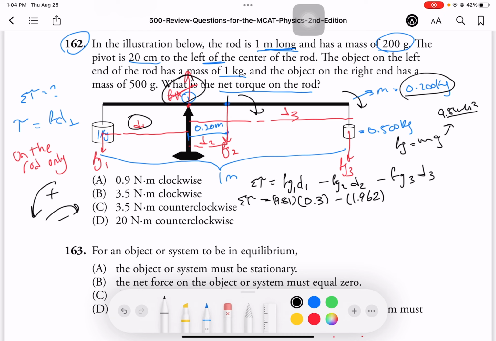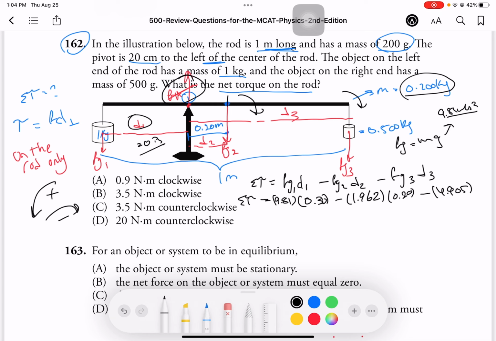1.962 multiplied by d2. It's fairly simple here. If you want to check, we take the half, and we know that this is equal to 0.3. We subtract that, and then we're left with 0.2, so this is going to be 0.20 right here. Then you have to subtract that from Fg3. So Fg3, we know it's 0.500 multiplied by 9.81. That should give you an answer of 4.905.